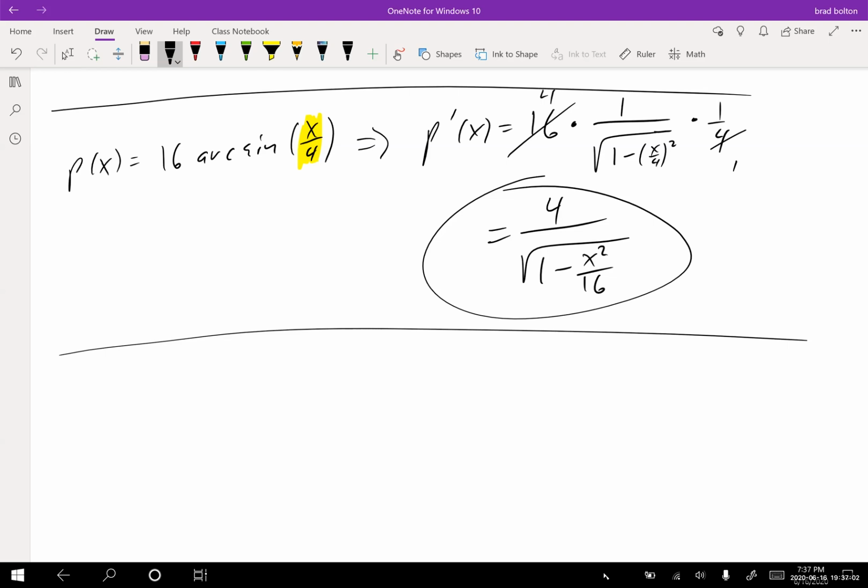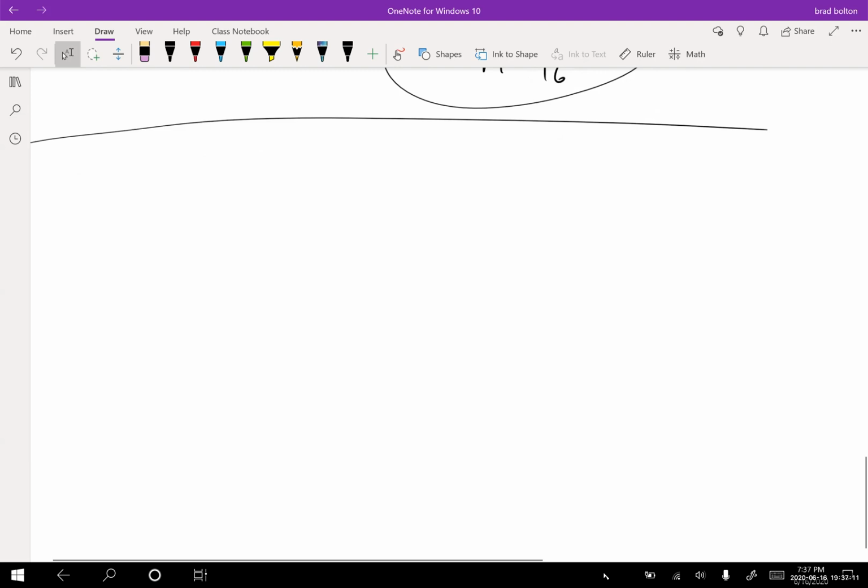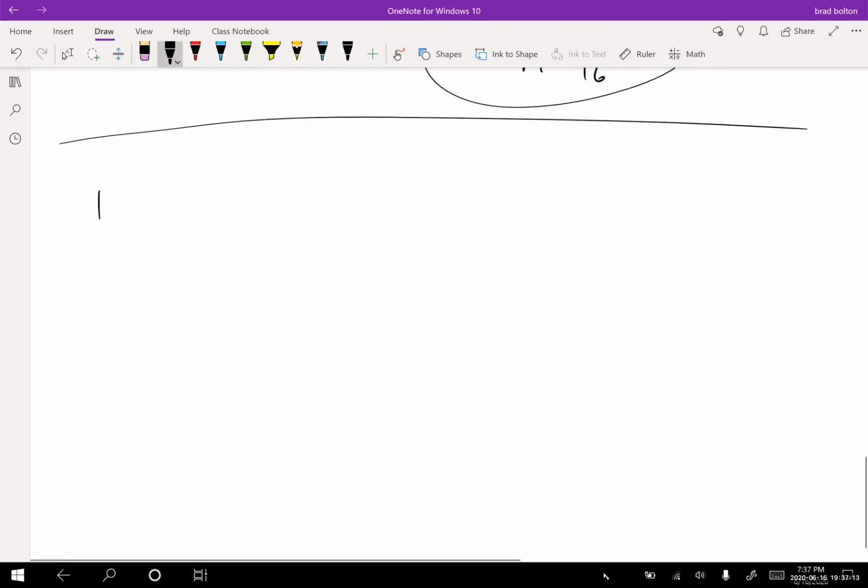Let's see if I have another one. Well, I did find my formulas. I might as well write all of them out for you since I have you guys here. So let's just say that formula 1, d dx of arc sine or sine inverse of u is equal to 1 over the square root of 1 minus u squared du, right?